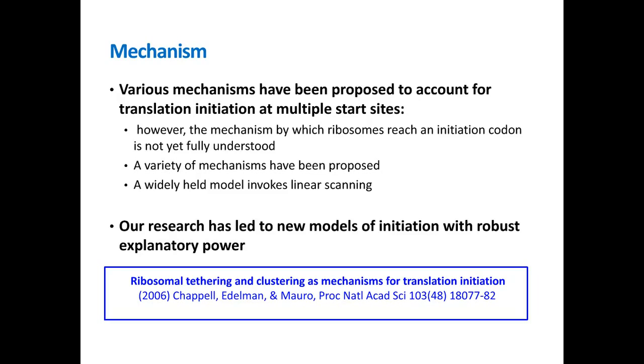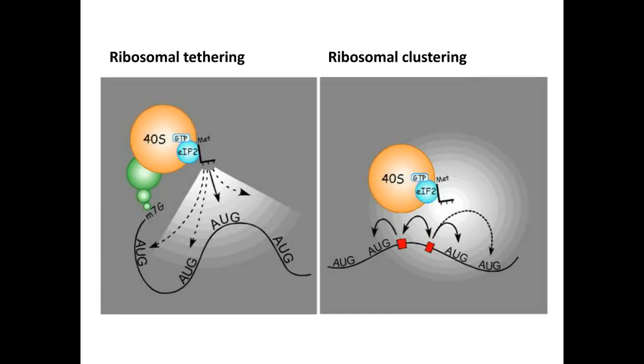I'll describe a little bit how we think that this is occurring. So in the tethering model, the ribosomal complex is attached to the message at a recruitment site, in this case the m7G cap structure, and recognition of the initiation codon is a direct binding reaction. So the initiator tRNA base pairs to an AUG codon, which one will depend on the distance from the recruitment site and the relative accessibility.